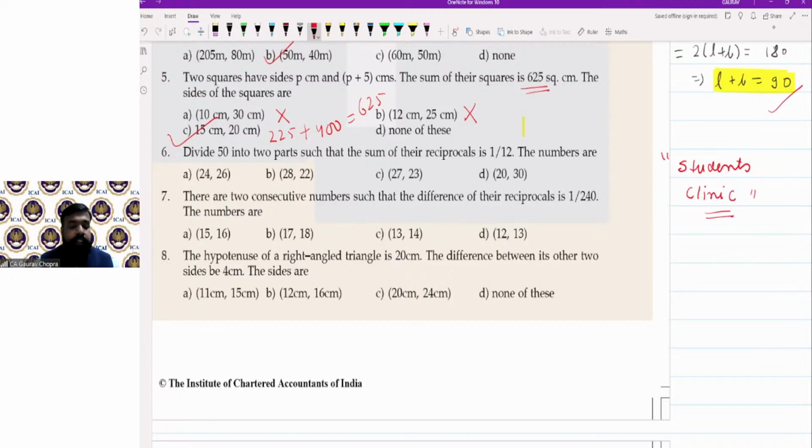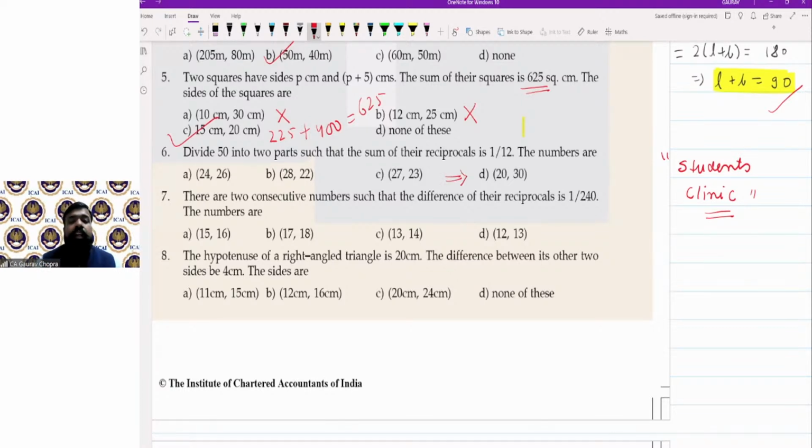Now question number 6, divide 50 into two parts such that sum of their reciprocals is 1/12. 50 के दो पार्ट्स करने हैं जिससे उनके रेसिप्रोकल का सम कितना आ जाए? 1/12. So first condition is उनका sum should be 50 and second उनके reciprocal का sum 1/12. So it is always better to take the round of figure like which is in a multiple of 10 or 100. तो पहले ऑप्शन नंबर डी को चेक करेंगे.